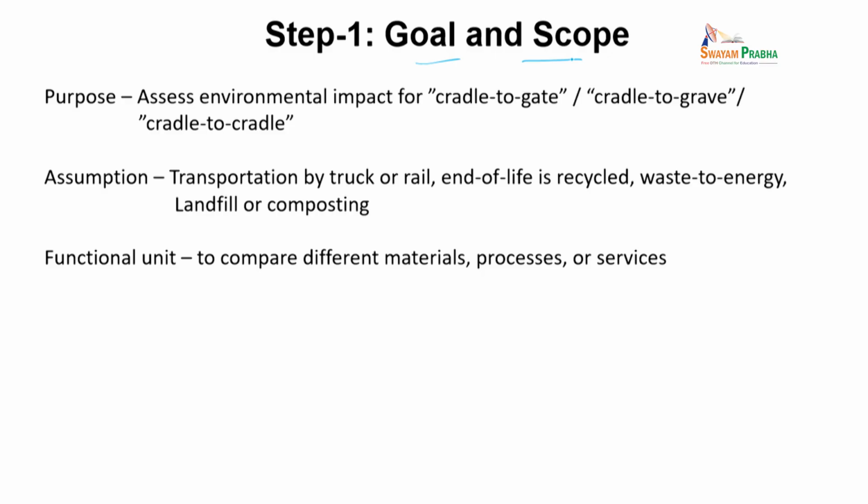So in this particular step, we basically say what is the purpose of doing it, why do we want to do it. Here, as I said before, we want to assess the environmental impact of a product or a process or a service with regard to either cradle to gate or cradle to grave or cradle to cradle. So this is something that we have to specify under the purpose: what are the environmental impacts, right?